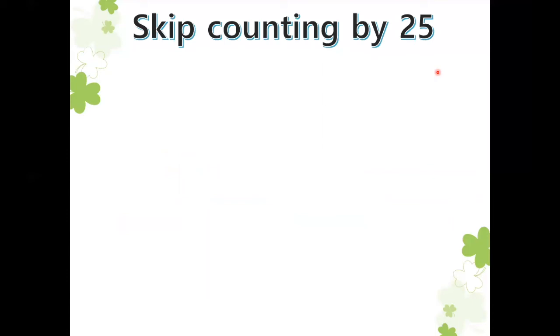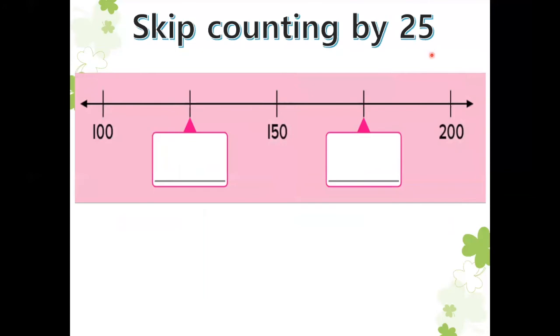Here, we're going to use skip counting by 25. Look at this third example. The number line starts from 100 and it ends with 200. What number is missing here in between 100 and 150? It is 125. How about the second one? It is 175. So it's skip counting by 25.